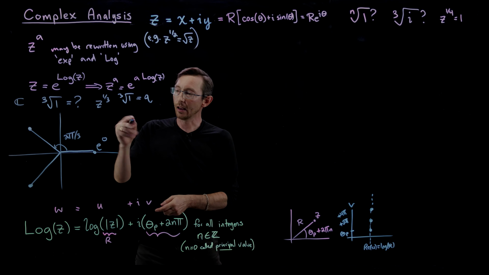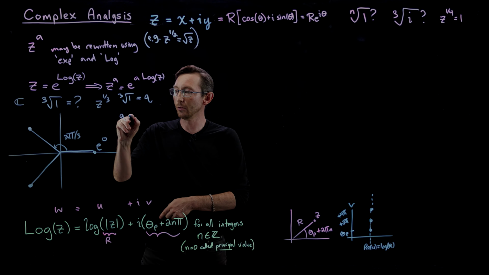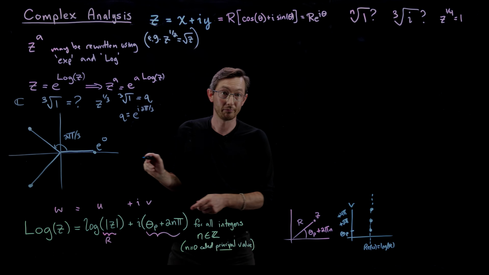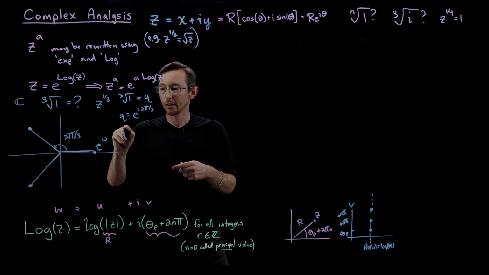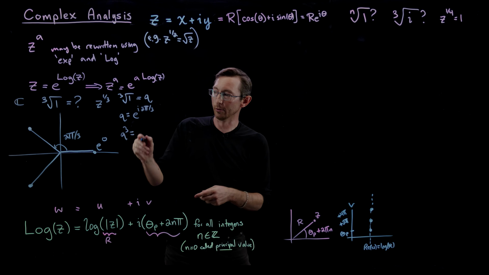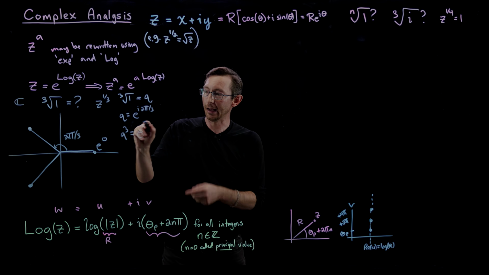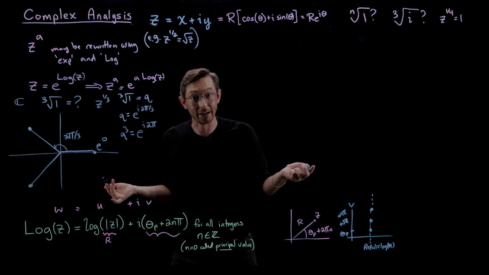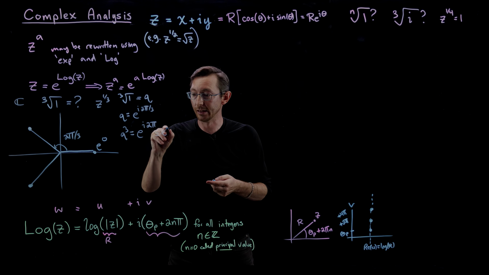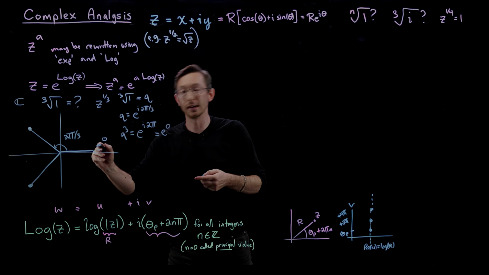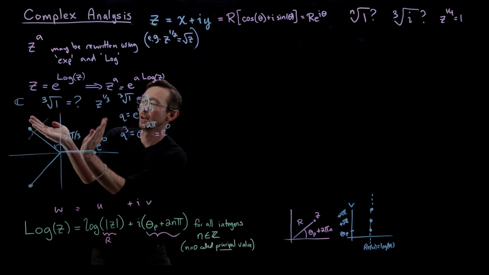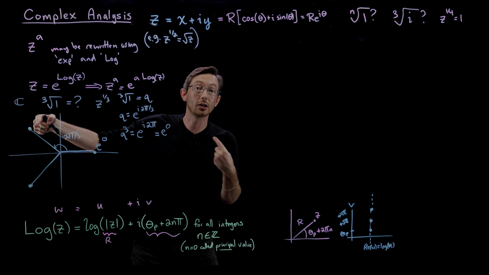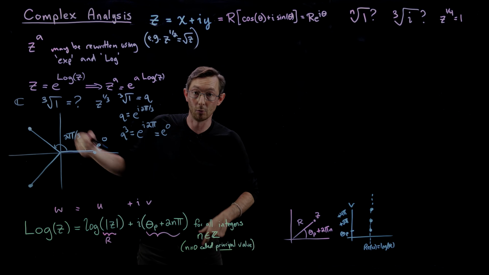If I take a number q equals e to the i 2 pi thirds, and I cube it, q cubed is e to the i 2 pi thirds times 3, which is 2 pi. And what's e to the i 2 pi? Well, it's e to the 0. I got back to where I started. So if I take this wedge times 3, I get back to where I started. So this is also a cubed root of 1.